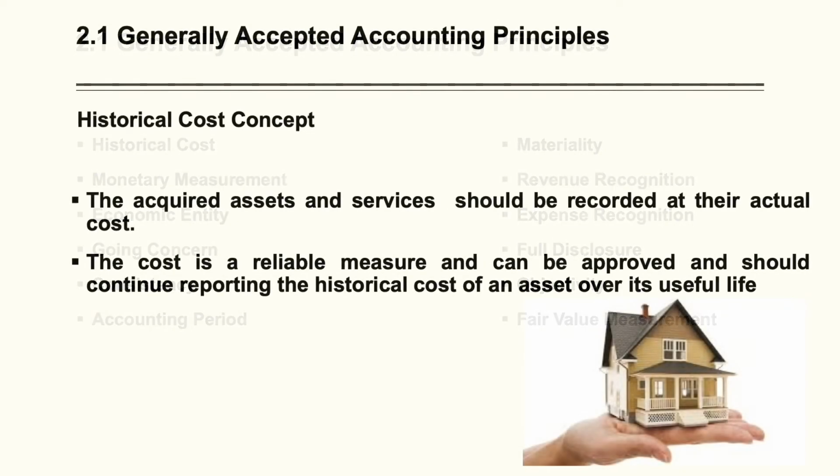So let us look at the first one, the historical cost concept. What does it mean? According to this concept, all the acquired assets and services should be recorded at their actual cost. Why do we record at the actual cost? Because this cost is more reliable, can be approved, and should continue to be reported at the historical cost of an asset over its useful life.